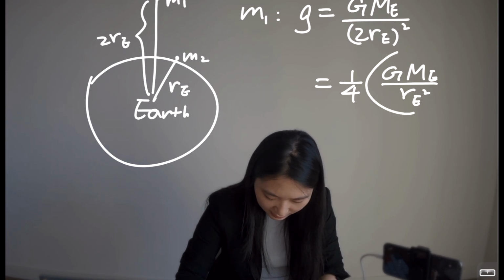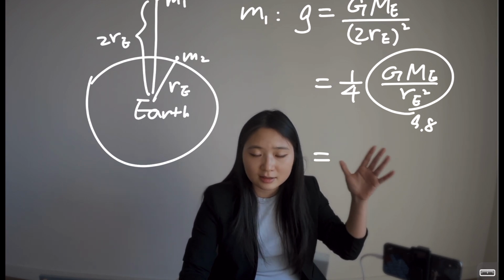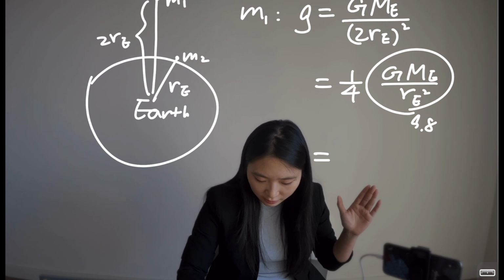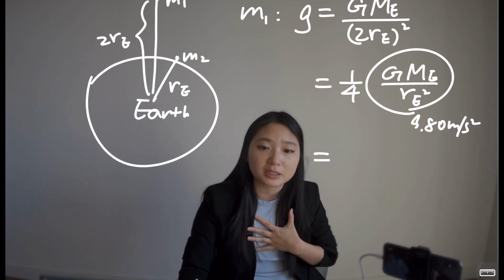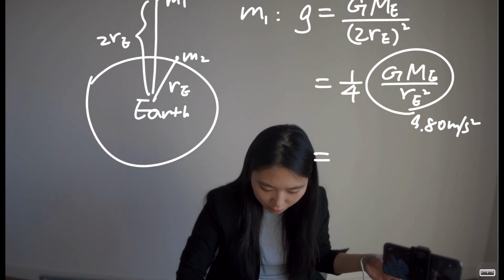We know that this is approximately 9.8. So at that height, this object M1 experiences only 1/4 of the regular gravitational field that we experience in real life, which is approximately 2.5 meters per second squared.